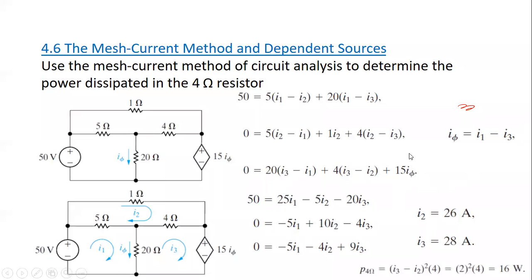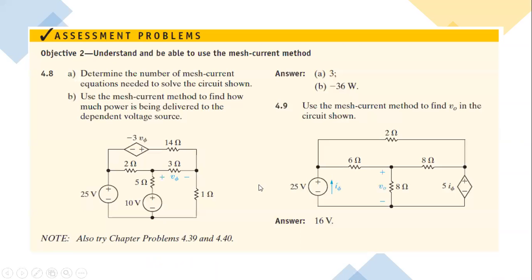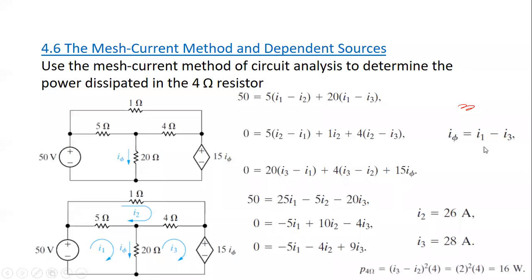You can write immediately that it will be I1, because I1 in this mesh is equal to I5. So I see that this circuit is simpler than the previous one in terms of representation of I5. I5 will be equal to I1, while in the previous circuit I5 was equal to I1 minus I3.